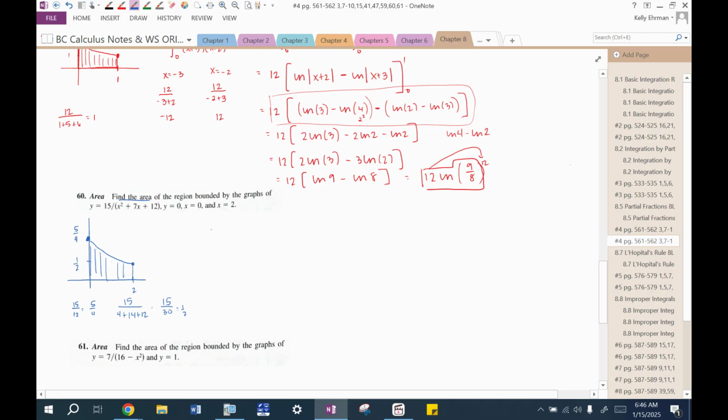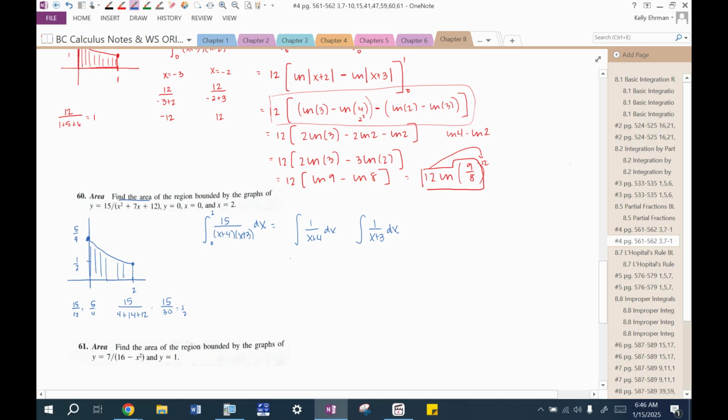All right, so this area is the integral from 0 to 2 of 15 over, let's factor this, x plus 4 times x plus 3 dx. We'll use partial fraction decomposition. Sometimes I set it up like this, give myself space for coefficients. I guess I haven't been doing that, but a lot of times I do.